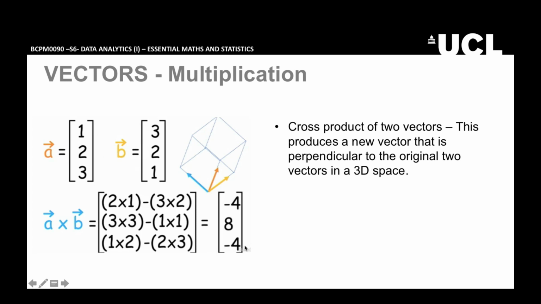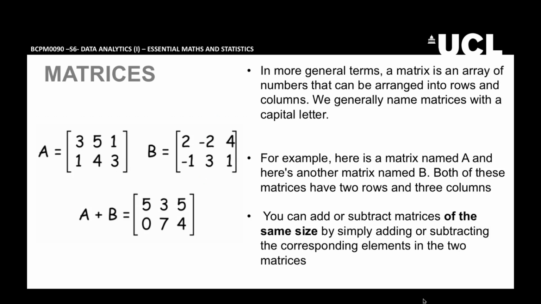And for the third component, we will forget about these components and we will multiply again doing this cross: 1 times 2 minus 2 times 3. And we will get the vector that represents the cross product of two vectors. Here you can see graphically its representation. Now I'm going to introduce some basics about matrices.